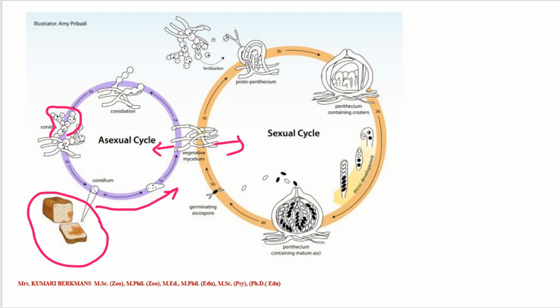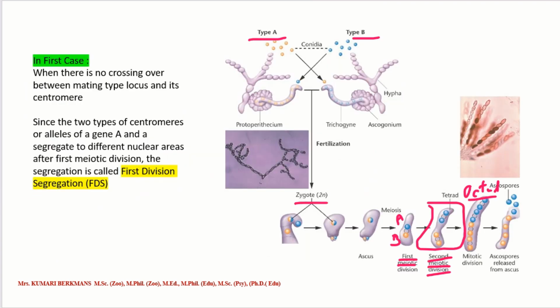If this conidia falls under favorable conditions, then from this conidium the new mycelium develops. The spore germinates and forms a vegetative mycelium. And in the sexual cycle, you see the two strains of mycelium, and from that the conidia fuse together, which I have shown here. These conidia fuse together and form the zygote, and from the zygote the tetrad and octad are formed, and then these ascospores are released outside.